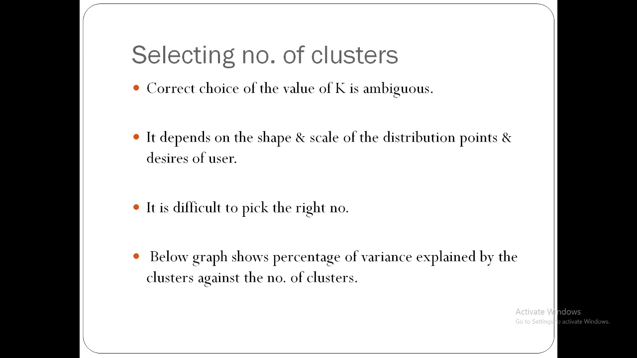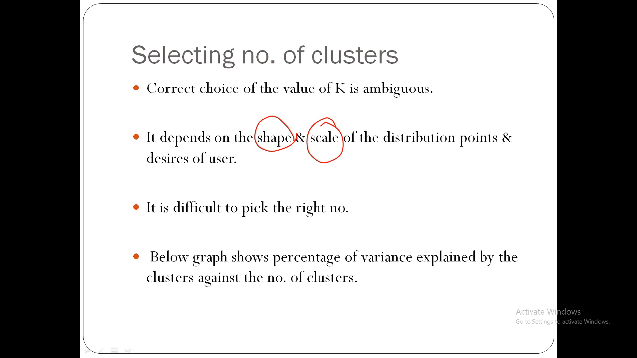Next, selecting the number of clusters. How to select the number of clusters? It is very difficult and ambiguous. Selecting it is not perfect. It depends on the shape and scale of the distribution of points and the desires of the user. We cannot directly take 1 or 2 like this. Previously we have taken 3, we cannot always take that one. Based on the shape, the scale, and the desire of the user, we are going to select it.